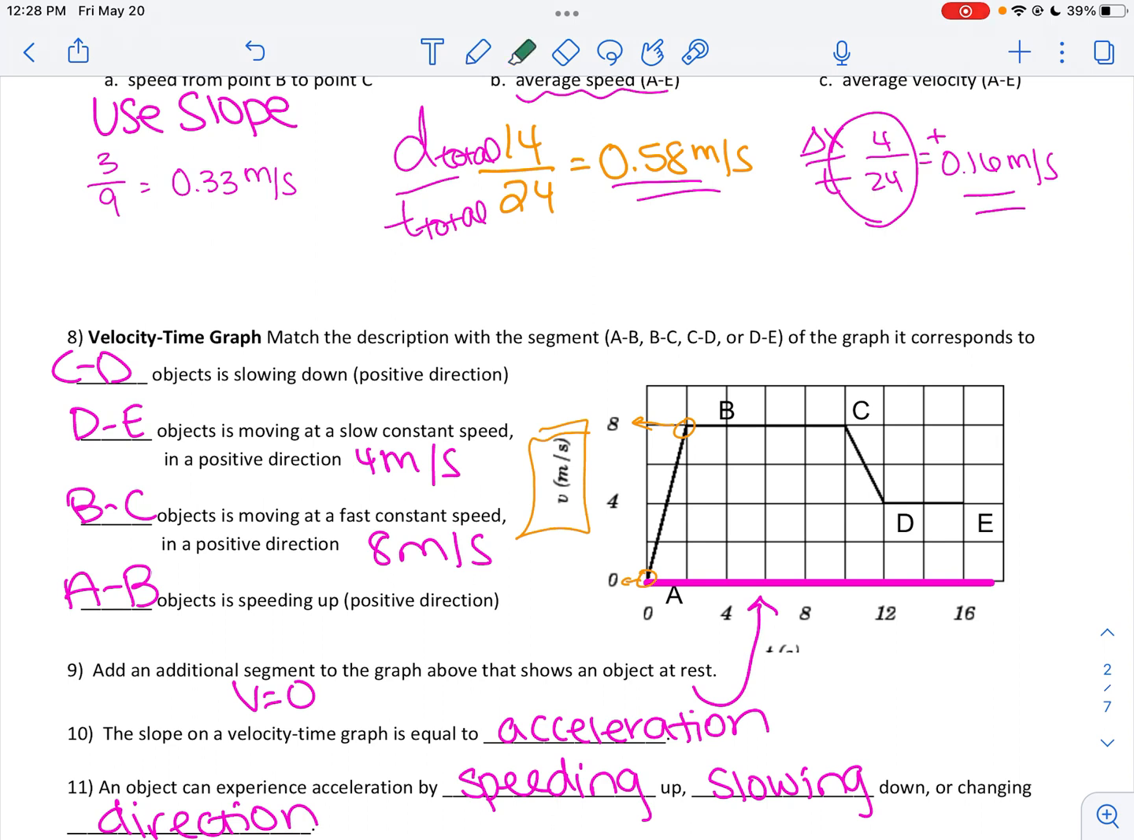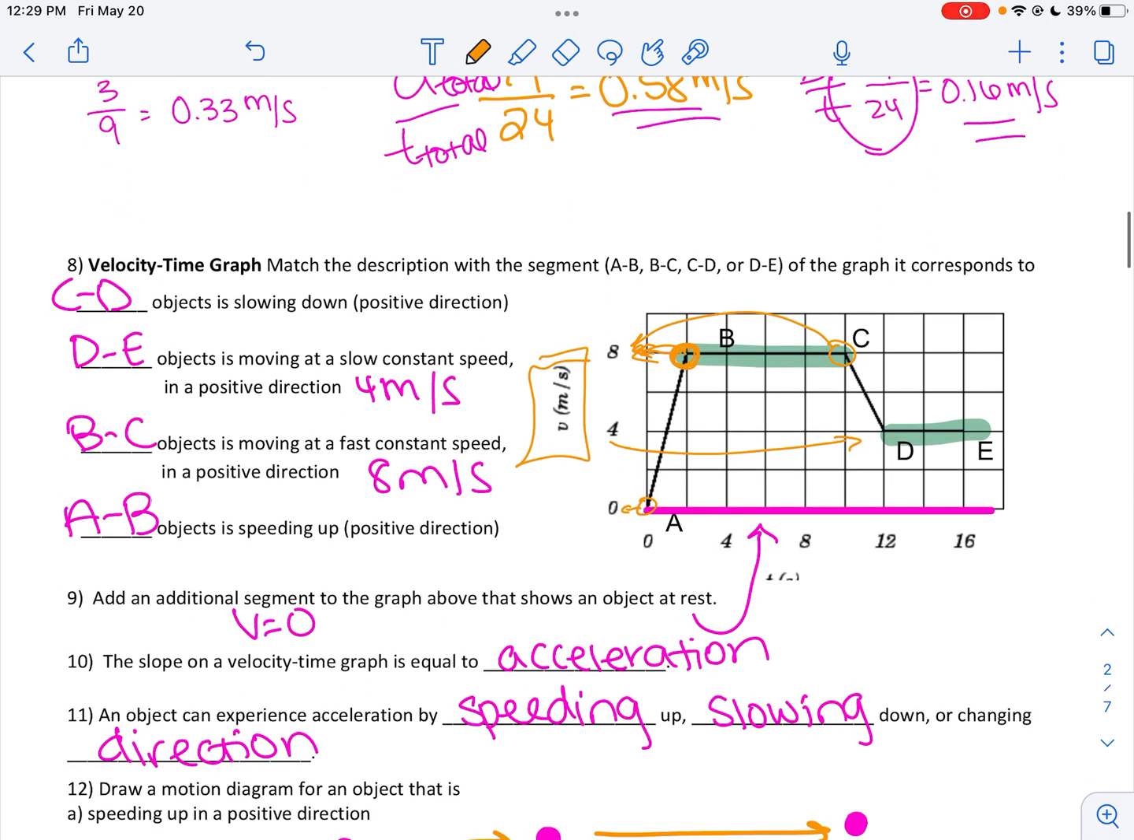On the graphs, we also have a horizontal line. Does not mean that it is stopped now. A horizontal line means here I'm going 8 meters per second. Here I'm going 8 meters per second. So if I'm going 8 meters per second, 8 meters per second, 8 meters per second, I'm going at a constant speed. D to E is also going at a constant speed, but it's not going as fast, okay, because it's only going 4 meters per second.